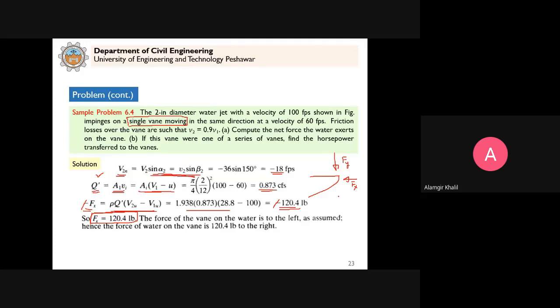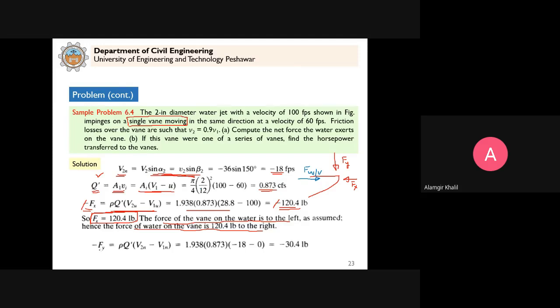So it means this direction is correct, because you get a plus sign. If I get a minus sign, then you have to reverse this direction. So this will be the force of vane on water. The force of water on the vane will be to the right. What will be the force of vane? The force of vane will be equal and opposite to this. It will be to the right. This will be the force of water on the vane, equal and opposite to this force.